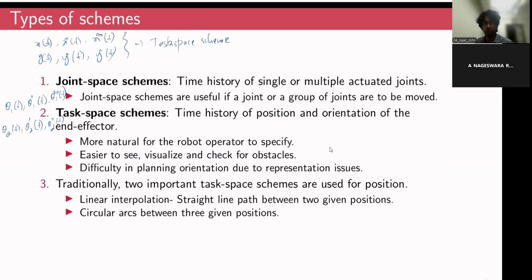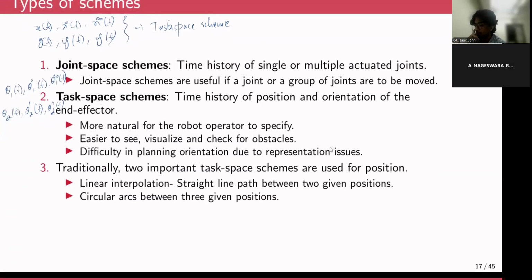If your robot has multiple joints, you can plan a trajectory for all these individual joints, and then do the trajectory planning.